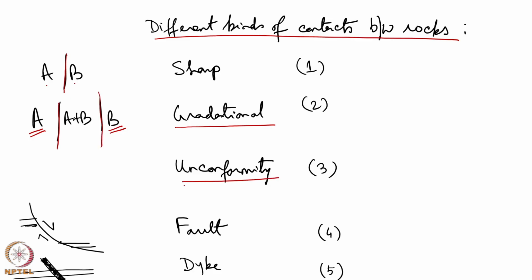Unconformity, on which I have delivered an entire lecture, so I have not drawn anything here, is another possibility where there are, let us say, one group of rocks and then there is a time gap and then another group of rocks have been deposited. And so, here when we say unconformity, we are bringing a time connotation.